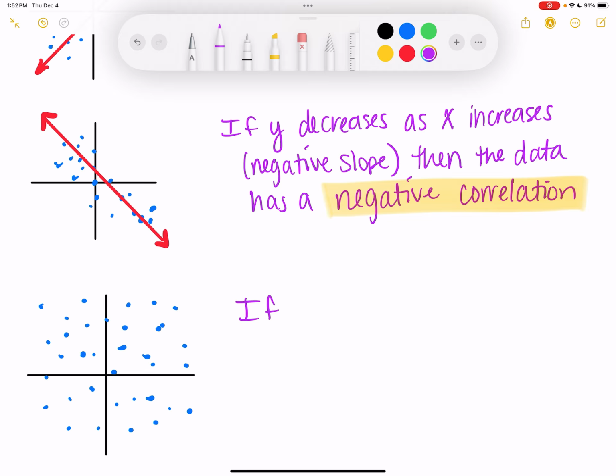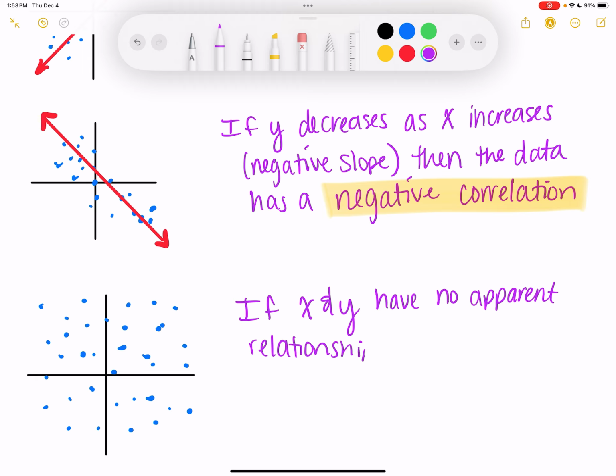If X and Y have no apparent relationship, meaning the dots are all over the place, they don't look like they're forming a line, I can't figure out where my line would go, then the data has no correlation.